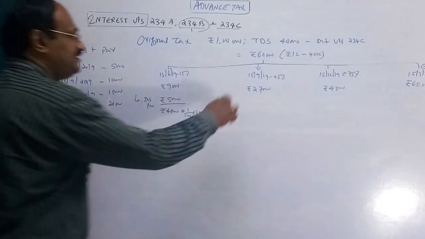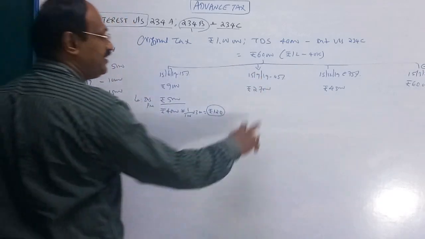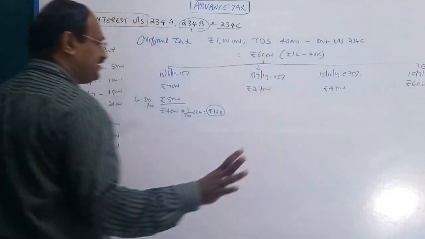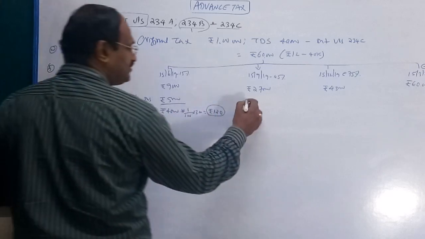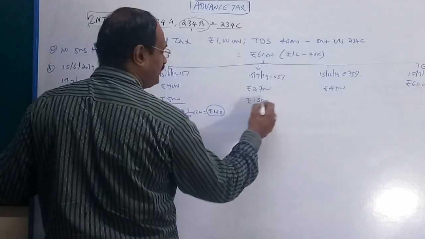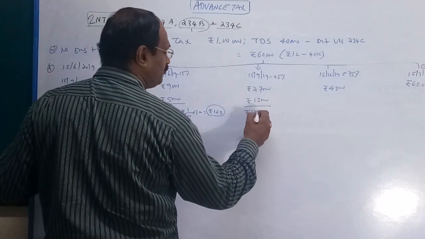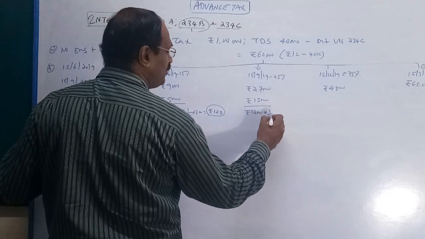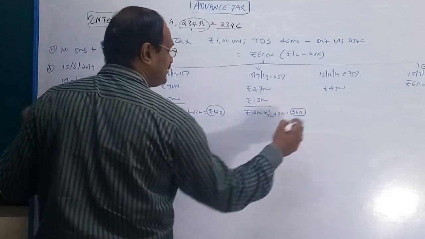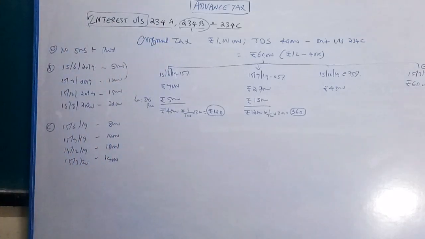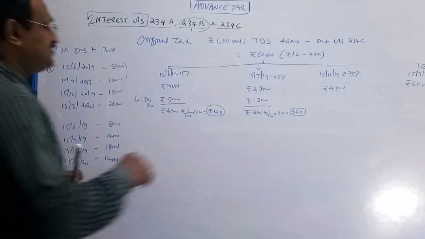Similarly, by 15th September he is liable to pay 27,000, which is 45% of 60,000. How much did he pay? 5 plus 10, 15,000 he paid. So how much is due? 12,000. So 12,000 into 1% into 3 months is 360.